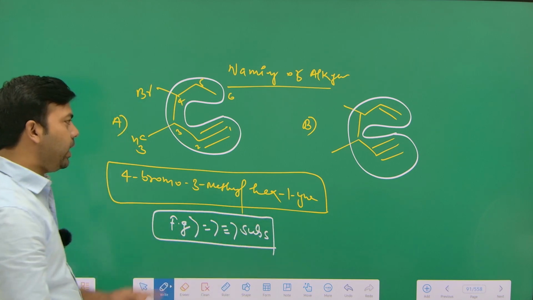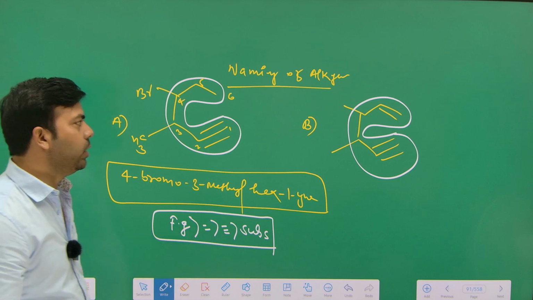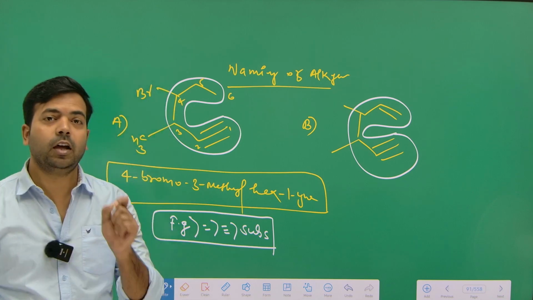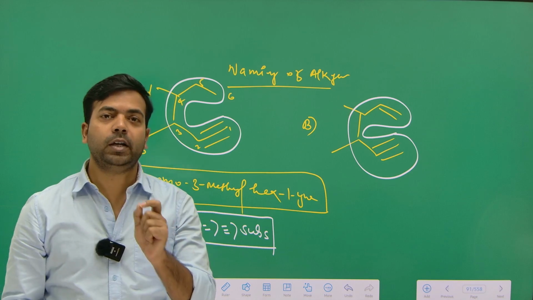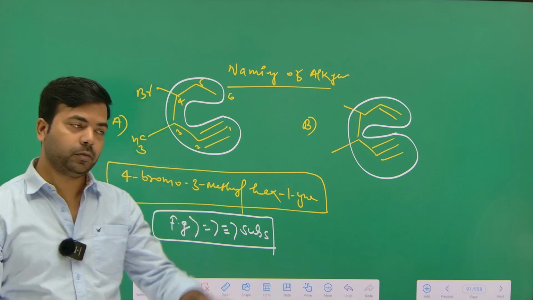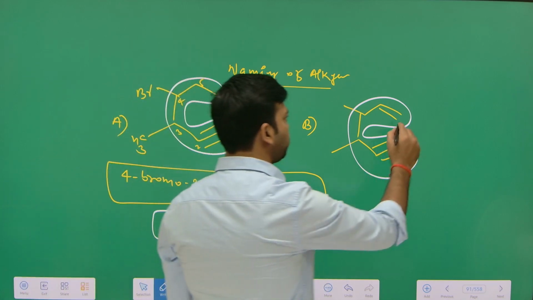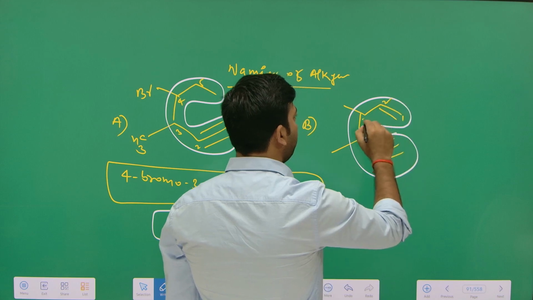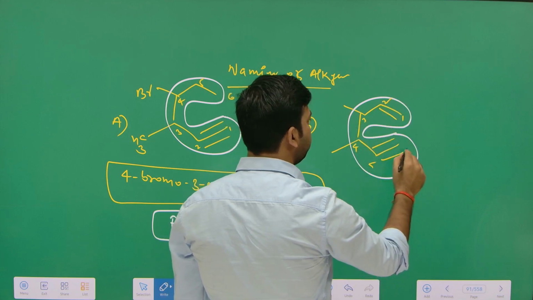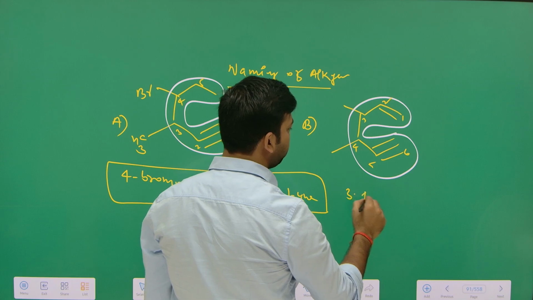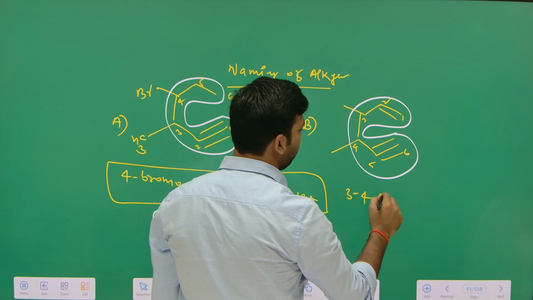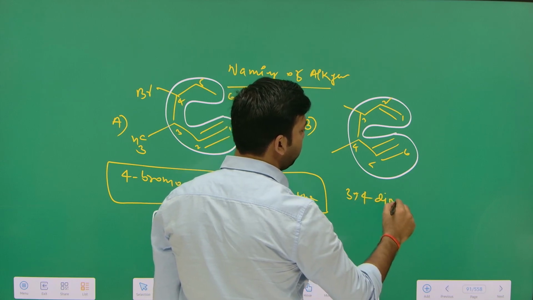So both are at number 1. Priority is given to the double bond because it starts with the alphabet E, ene, and alkyne starts with the alphabet Y, yne. So E comes first. 1, 2, 3, 4, 5, 6. So 3, 4 dimethyl. 3, 4 dimethyl.